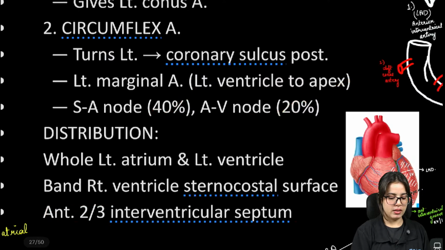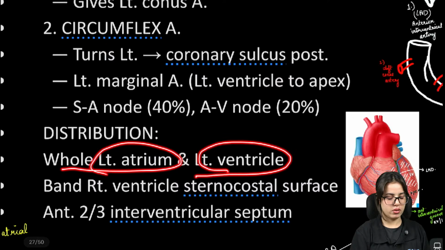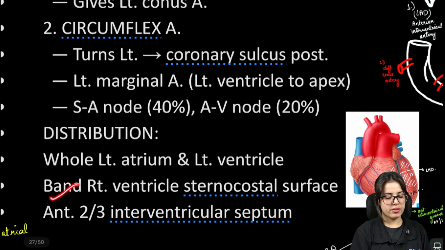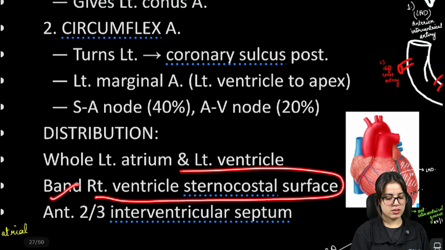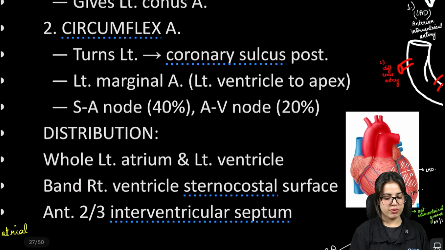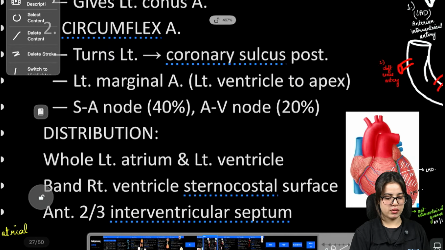Now distribution: the whole left atrium and left ventricle. Now, the right ventricle sternocostal surface. We've done this in the surfaces when we talked about heart surfaces.